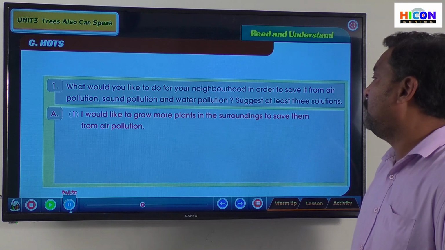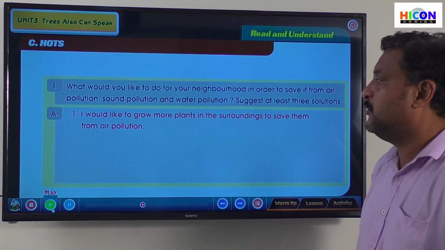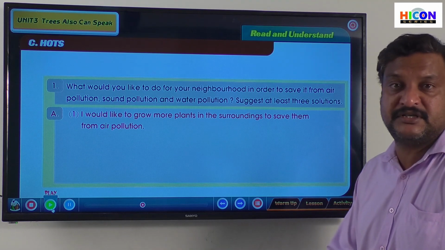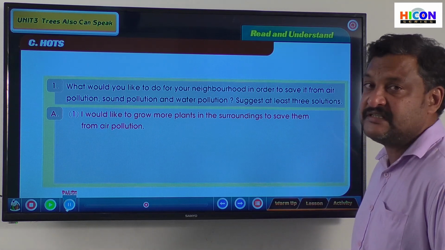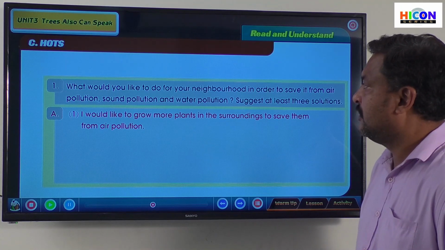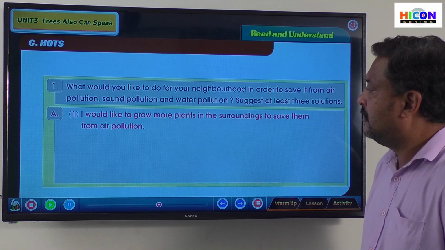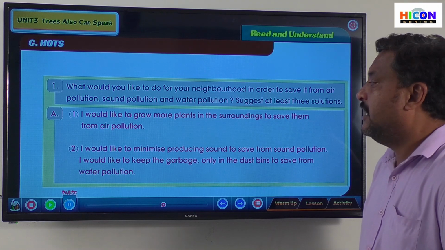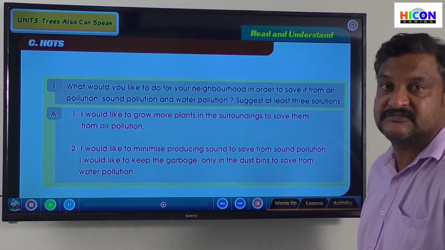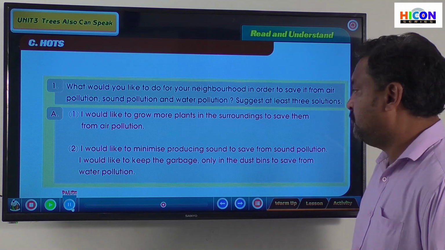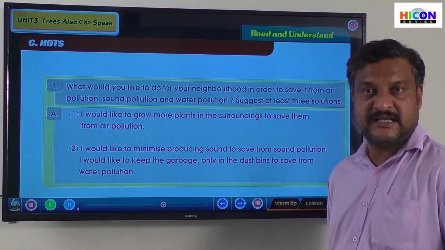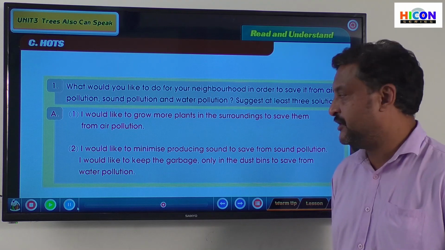I would like to grow more plants. I would like to grow more plants in the surroundings to save them from air pollution. If we plant more trees, air pollution will come down. Second, I would like to minimize producing sound to save from the sound pollution. Okay? I would like to produce minimum sound. We should not make a large sound and all, so that the sound pollution can be reduced.